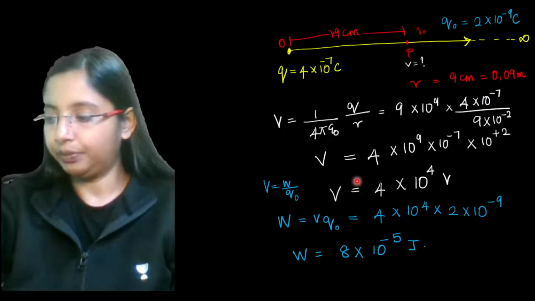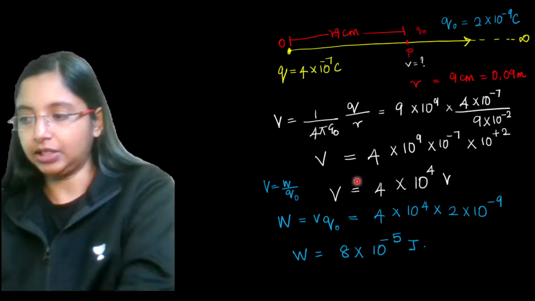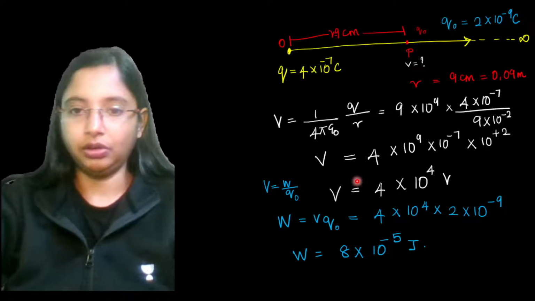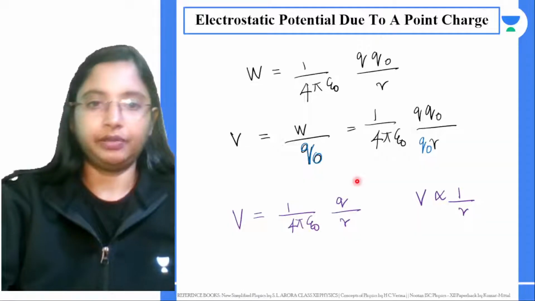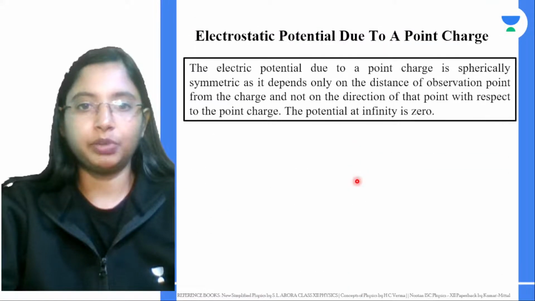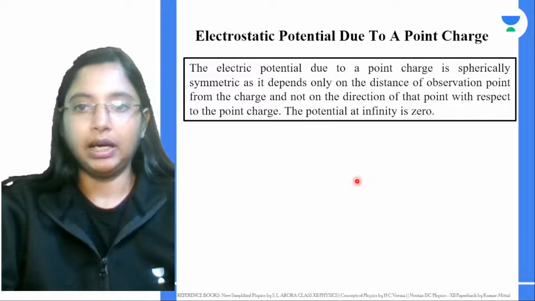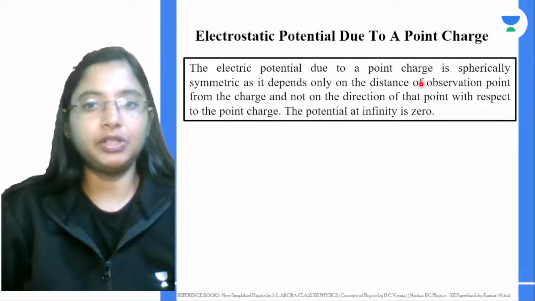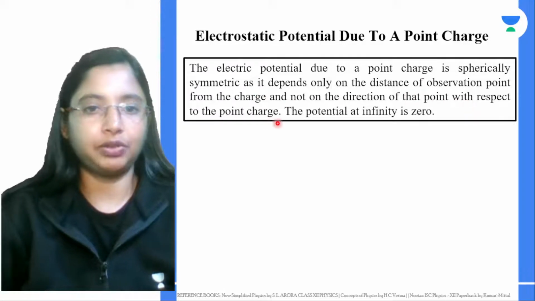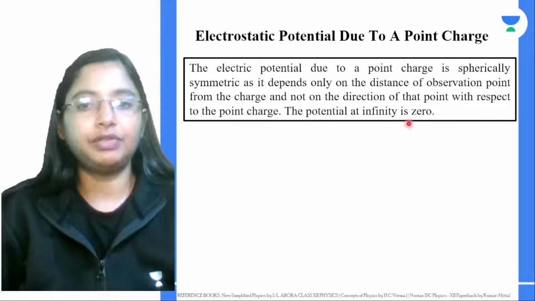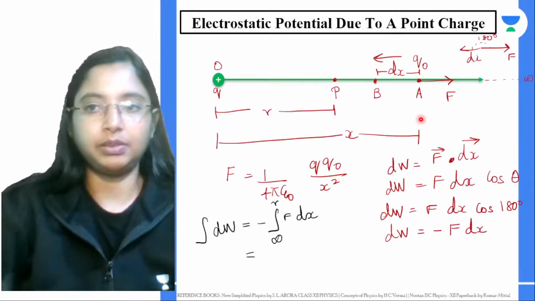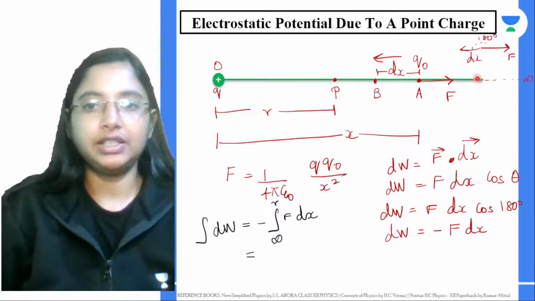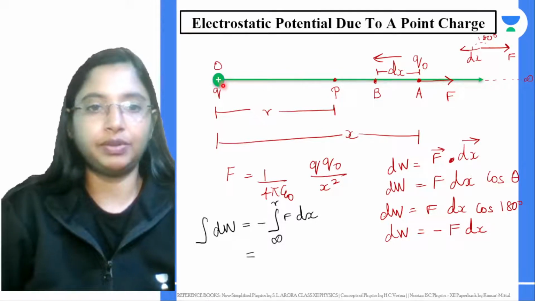All right. Now, after this, we also saw that the potential due to a point charge is spherically symmetric, as it depends only on the distance of the observation point from the charge and not on the direction of the point with respect to the point charge. As we saw in the earlier case, the potential at infinity is 0, and it just depends on how much distance it is from this point charge.